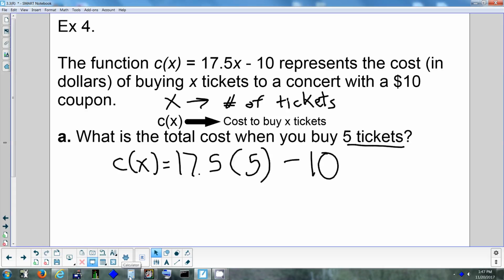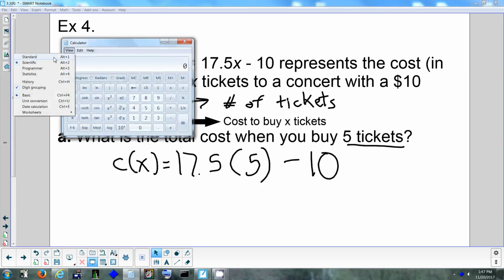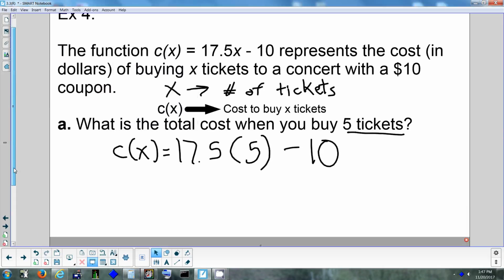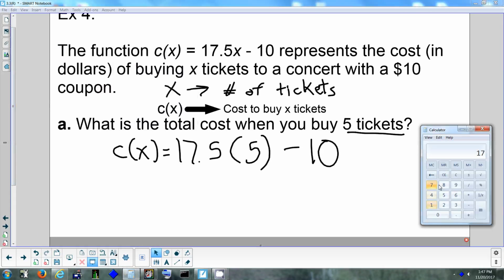That's it set up. Anybody have any questions on how we got that? Wait, do we have to solve it? I took the 5, because I know X represents number of tickets. It's telling me I'm buying 5. Total cost is C of X. That's what I'm trying to find. So I got to do 17.50 times 5. Mr. Hager's going to do that for us.